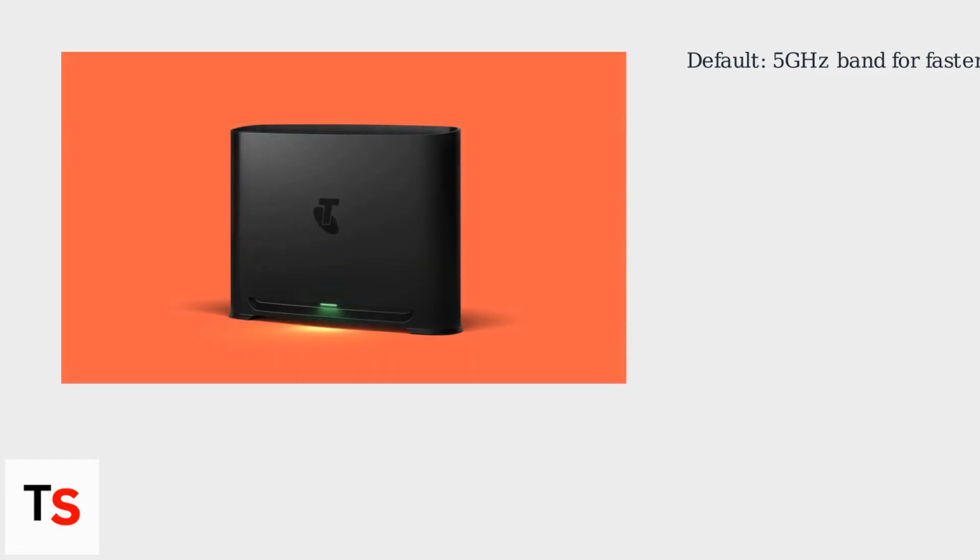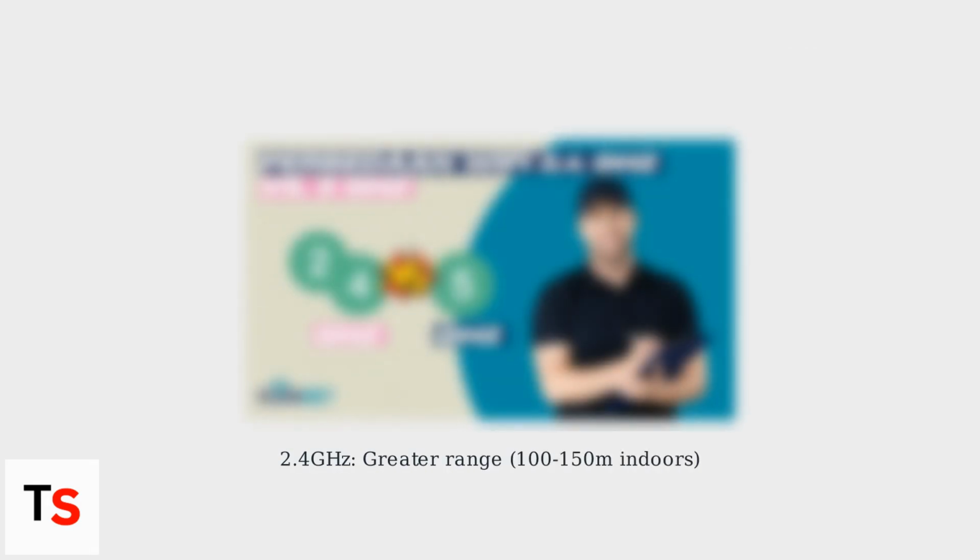Telstra smart modems default to the faster 5 GHz Wi-Fi band, but switching to 2.4 GHz is often necessary. The 2.4 GHz band offers greater range, up to 100 to 150 meters indoors, and better penetration through walls. This makes it ideal for older devices, smart home gadgets, and areas with obstructions.